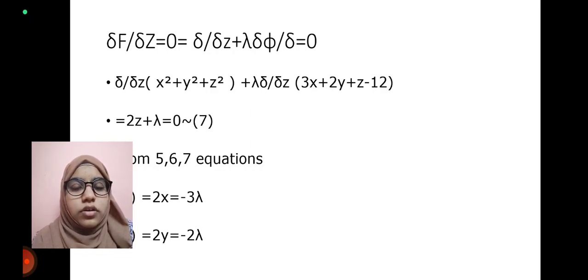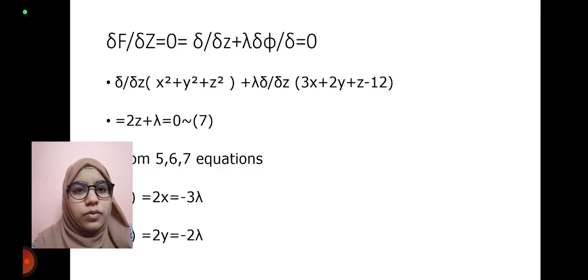Next, similarly, dou F by dou z equals 0. That implies dou f by dou z plus lambda dou phi by dou z equals 0, which implies dou by dou z of x square plus y square plus z square plus lambda times dou by dou z of 3x plus 2y plus z minus 12. We get 2z plus lambda equals 0. Let us consider it equation 7.